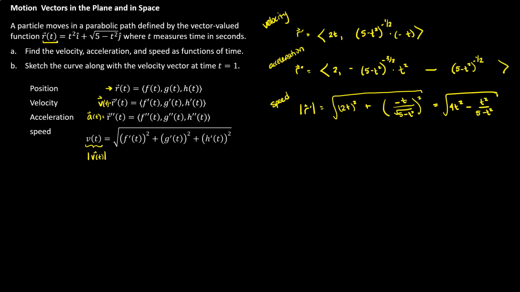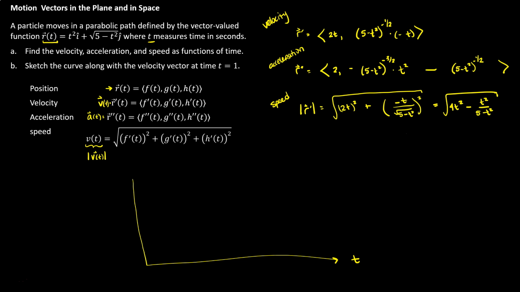Now let's move on to part B, which basically says sketch the curve along with the velocity vector. All right, if we wanted to sketch the curve, maybe first we would draw some axes here. Remember that t is measuring time, so we're going to let the horizontal axis be time, and then we're going to let the path be defined by the vector function.